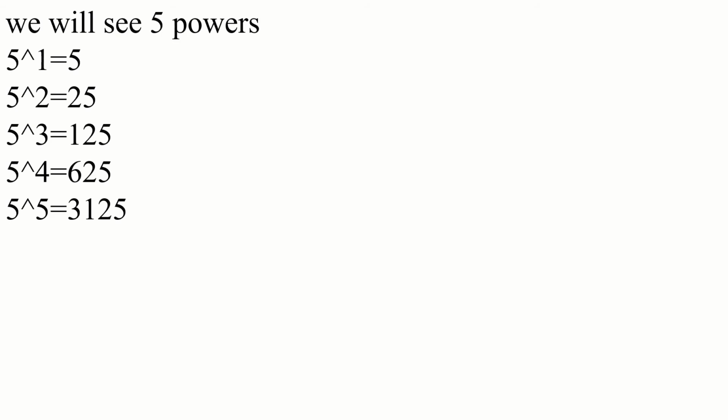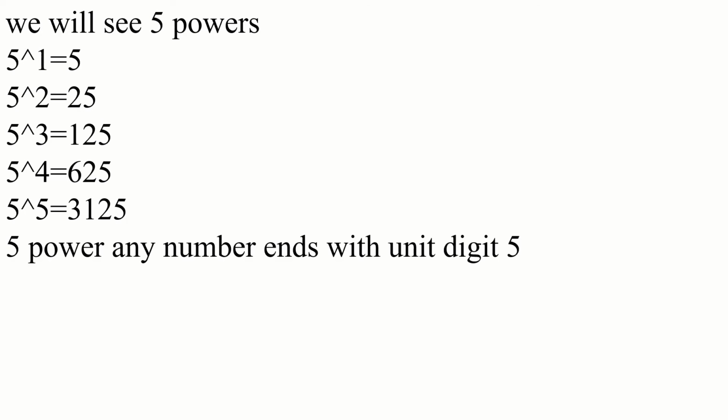The 5 powers are also very easy, because 5 power 1 is 5, 5 power 2 is 25, 5 power 3 is 125, 5 power 4 is 625, 5 power 5 is 3125. Means the unit digit always ends with 5. 5 powers have a unit digit of 5 always. So without any calculation, we can simply say that the unit digit is 5.